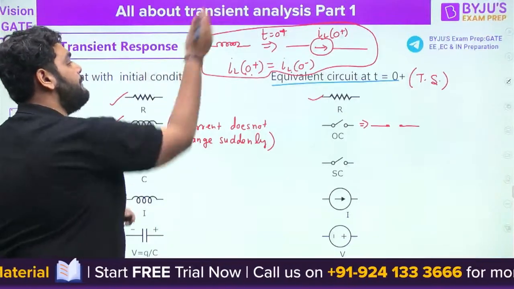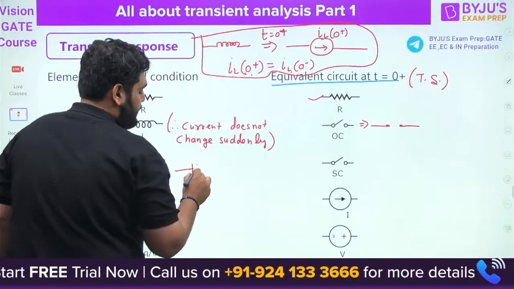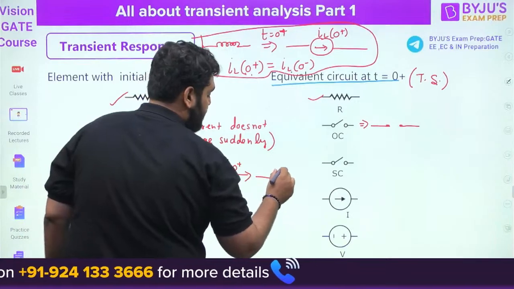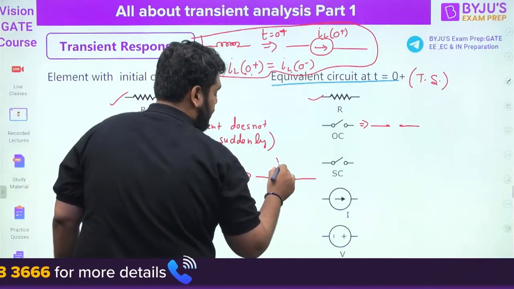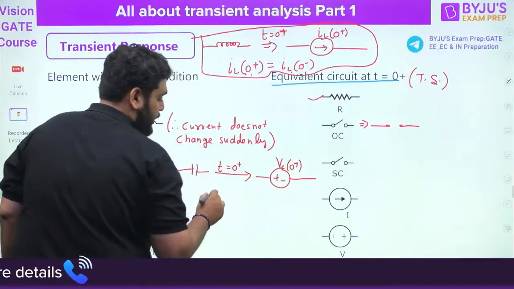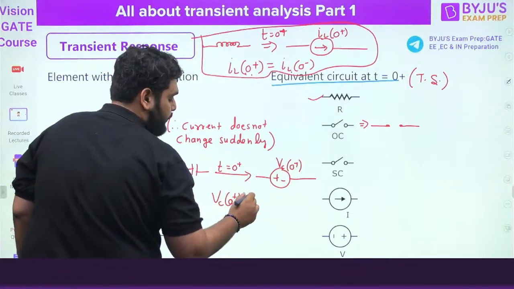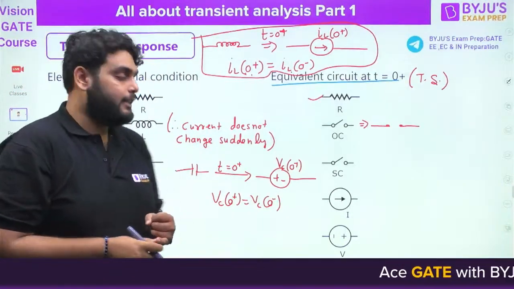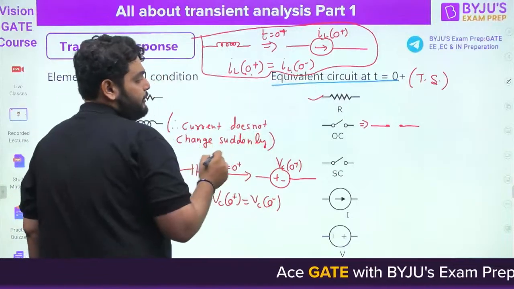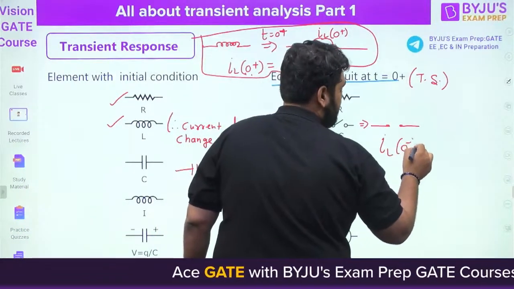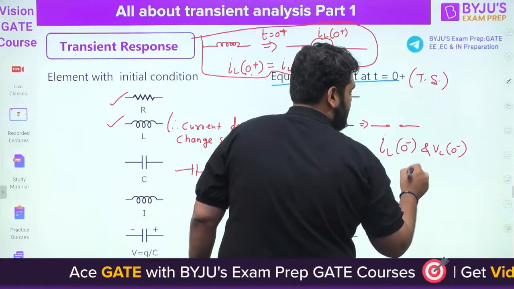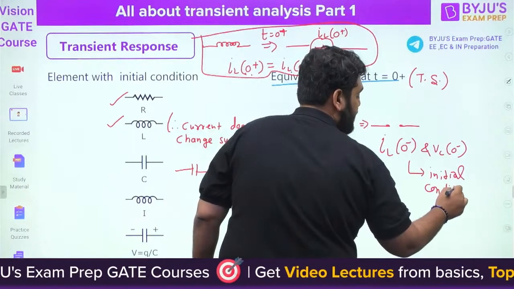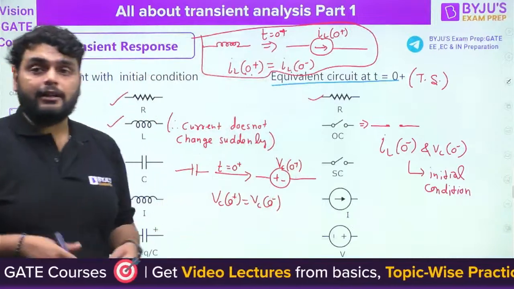Okay. For a capacitor, you should remember the property that voltage across a capacitor does not change suddenly. So here VC0 plus is equal to VC0 minus. Now understand one point. What is VC0 minus? What is IL0 minus? They are actually the initial conditions. Initial condition means before switching, what is the current and voltage in the inductor and capacitor.